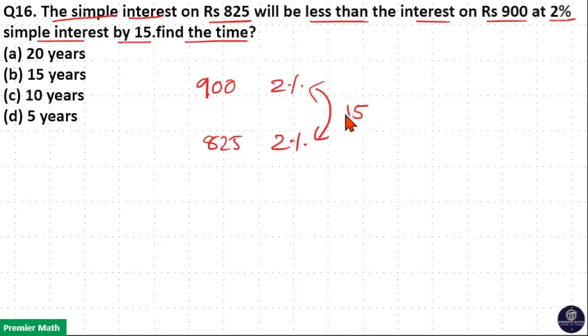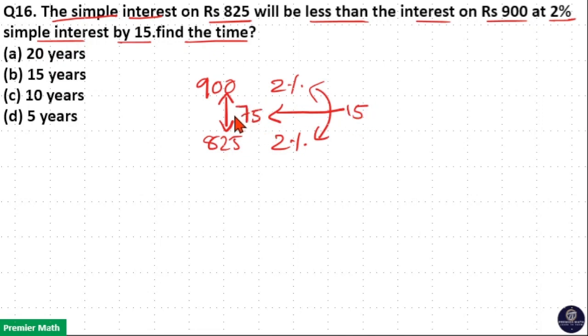And this 15 rupees is caused because of the difference in principal amount, because here the rate and number of years are the same. So the difference in principal amount caused this 15 rupees. Now 900 minus 825 is 75. That means this 15 rupees is received from this 75 rupees. Now 15 is how much percentage of 75?